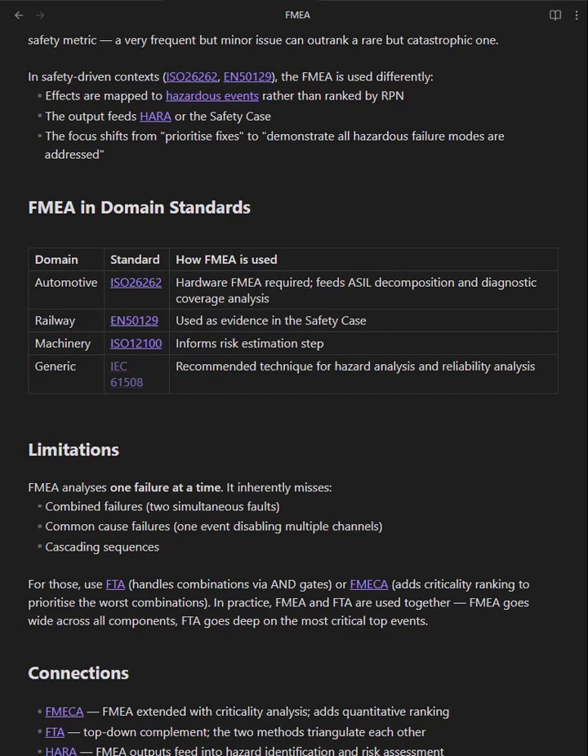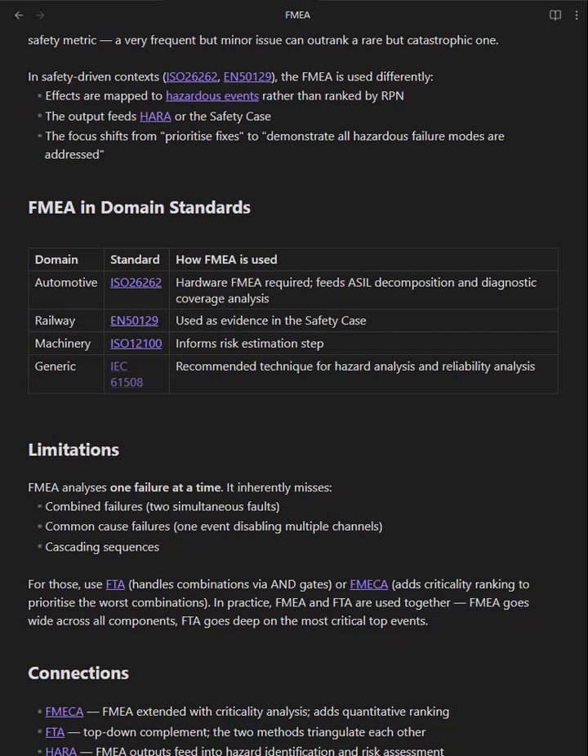And also cascading sequences. And that's where FTA comes into the picture, because it can handle combinations via AND gates, OR gates, and all different logical gates like XOR and so on. And it adds, also we would look into the FMECA itself, where we add criticality ranking to prioritize the worst combinations. And for those, there are other standards also for specific types of applications. For example, the military standard 1629A, which is the FMEA standard for military assets.